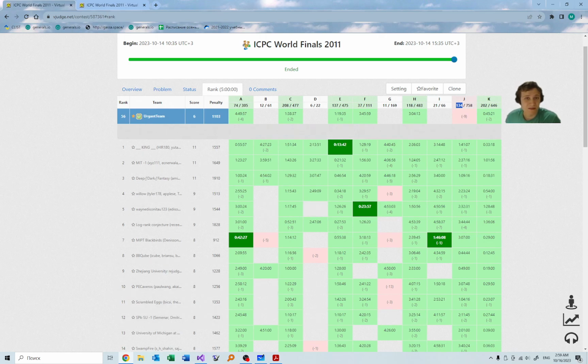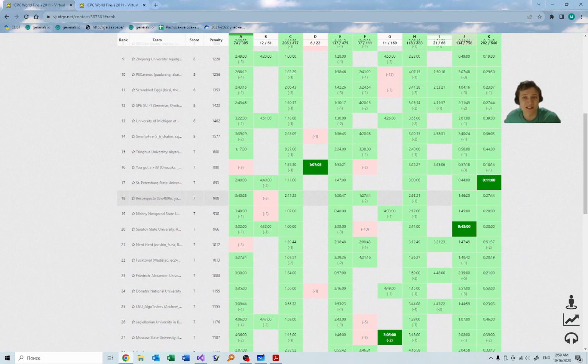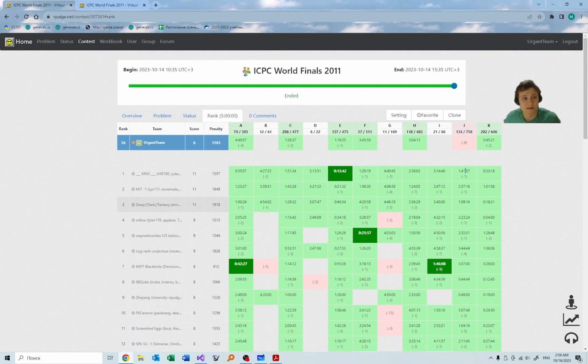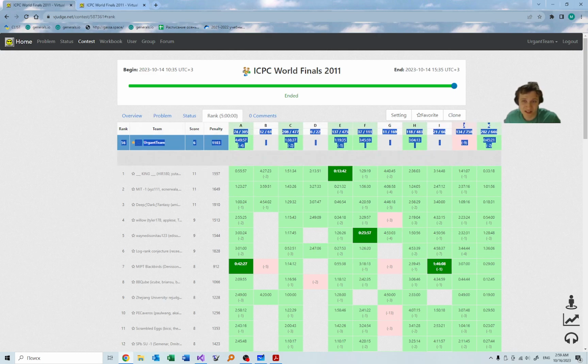Dudes, in 2011, people were actually crazy. I don't know how to explain it. I legitimately don't know how these people solve this problem. They should not be normal. I don't want this to be normalized. As far as I know, top one on-site was Zhejiang University. So congratulations to them for this nice contest with problem J.